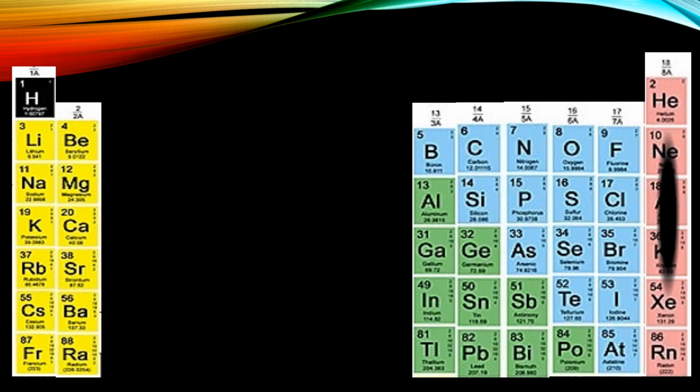And last group, it is the 8th A group. It is also called the noble gases, and their valence electrons are completely filled. As their valence electrons are completely filled, they are quite unreactive. On this basis they are also called the noble, and they exist in the form of gases. On this basis they are called the noble gases.